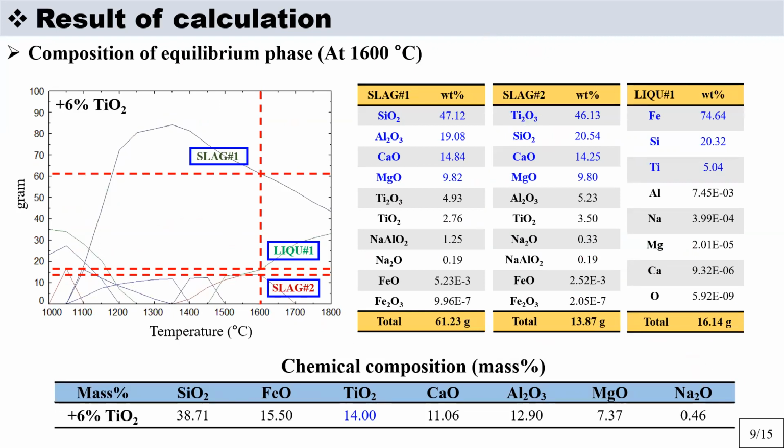Then let's see the composition of slag and liquid phase for plus 6% of TiO2. We analyzed the composition of slag and liquid phase. The major component of slag 1 is silicate oxide. And in the case of slag 2, the major component is Ti2O3. The liquid phase is Fe-Si-Ti solution, and the major component is Fe. And at this temperature, the Fe alloy is in the liquid phase.